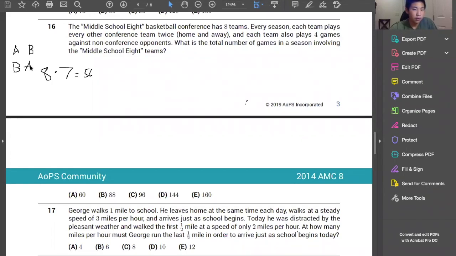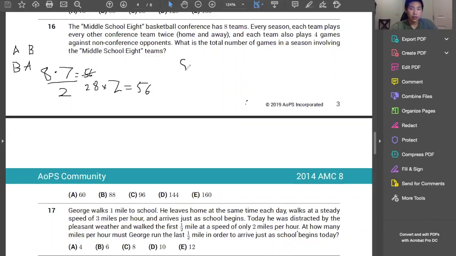Okay. So since picking A and then B is the same as picking B then A, we've basically counted every matchup twice. Once with A first and once with A second, so to speak. So we actually have to divide this by 2. Instead of 56, we get 28. But then since each of these teams plays every other conference team twice, we actually have to multiply by 2 again. So this is sort of undoing that. And we'll get 56 again.